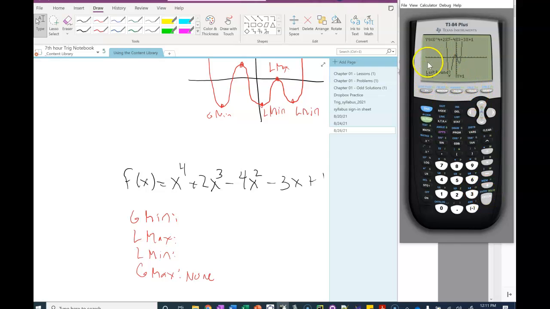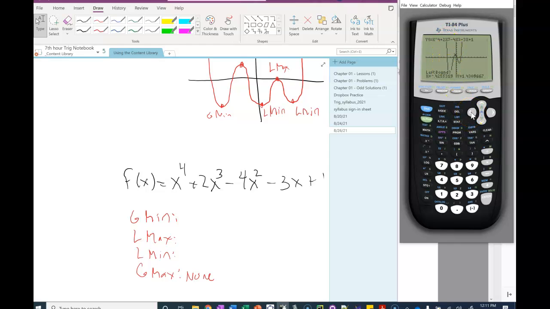At the bottom of my calculator, it says left bound. What the calculator is going to ask me is 3 questions. It needs to know between what 2 points should I look for this minimum, and then where should I start looking. So the left bound, it wants us to pick a point on the left side of the minimum that we're looking for. So here's my minimum. So anywhere over here would be a good point to pick.